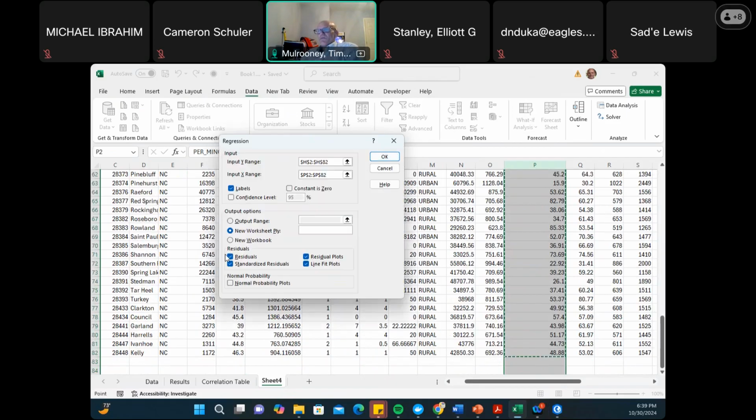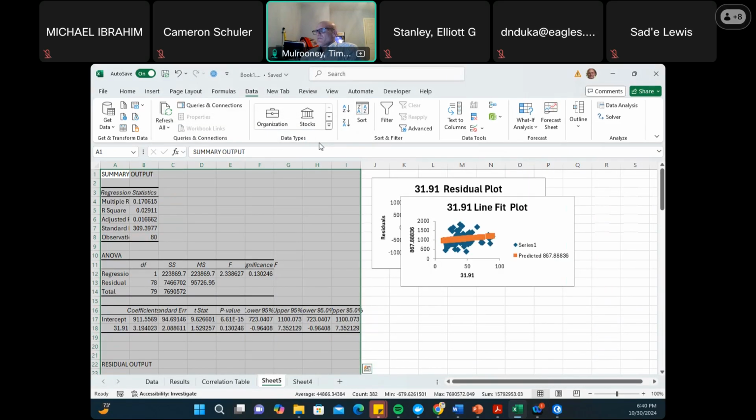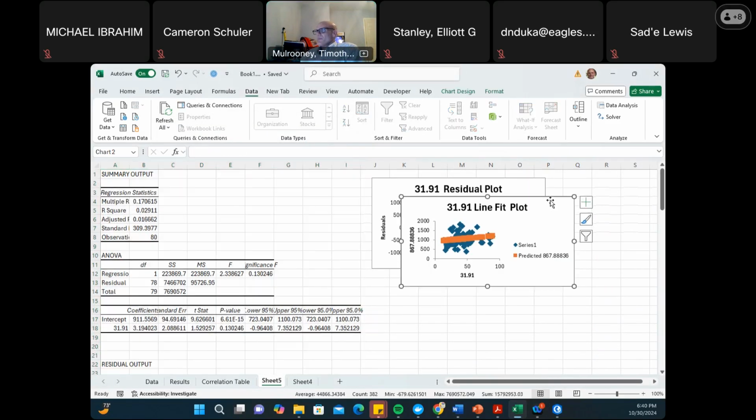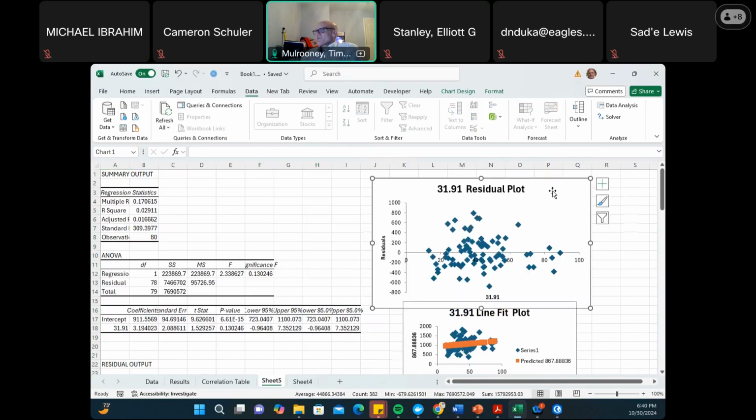Okay, I want to look at the residuals, standardized residual plots, line fit plots. Because we can cut and paste these and cater them a little bit to what we want. Labels, confidence levels. Okay, let's click OK and see what it gives us. Line plot, residual plot. Okay. So this is our residuals right here.